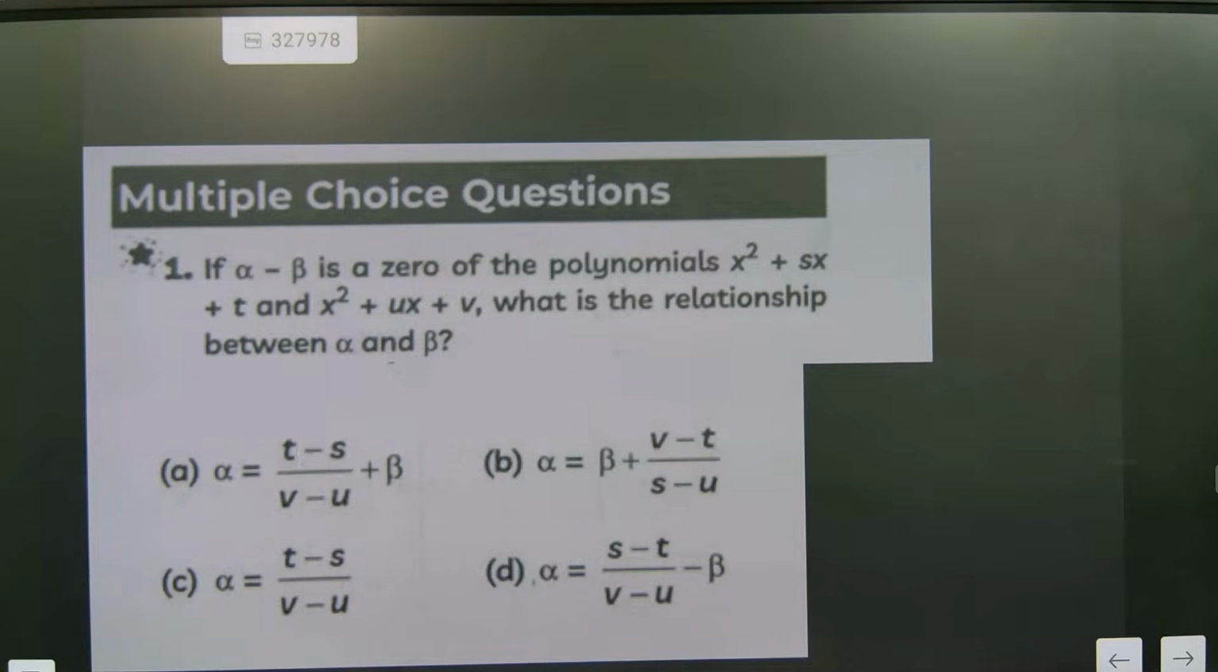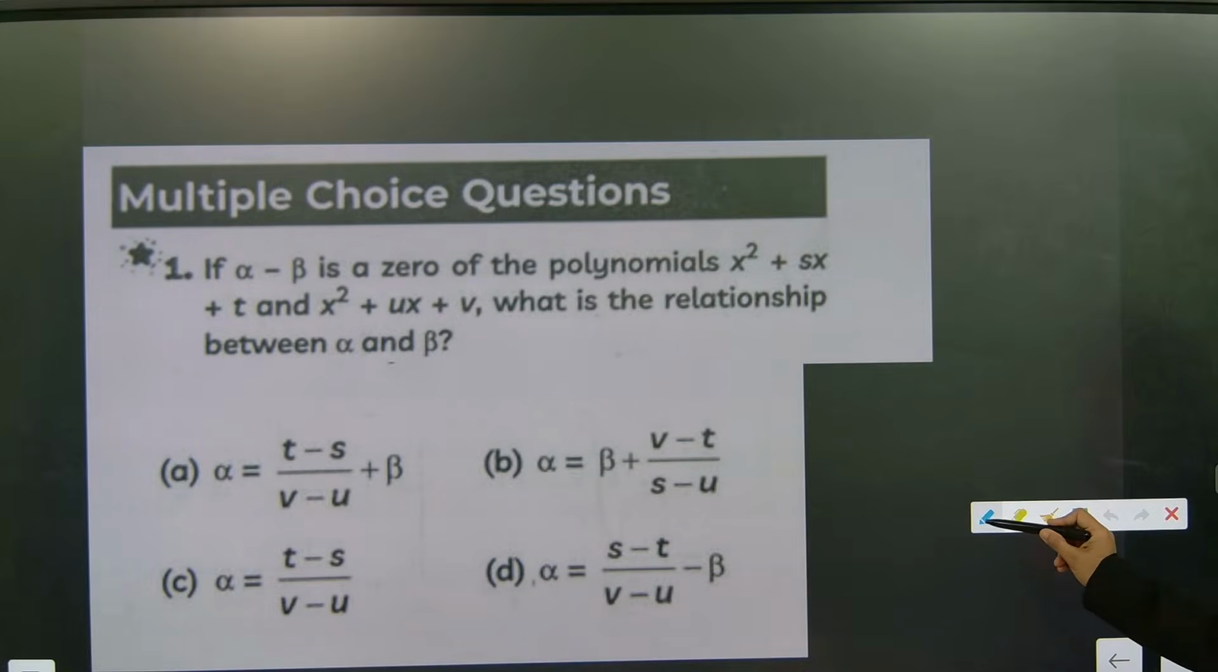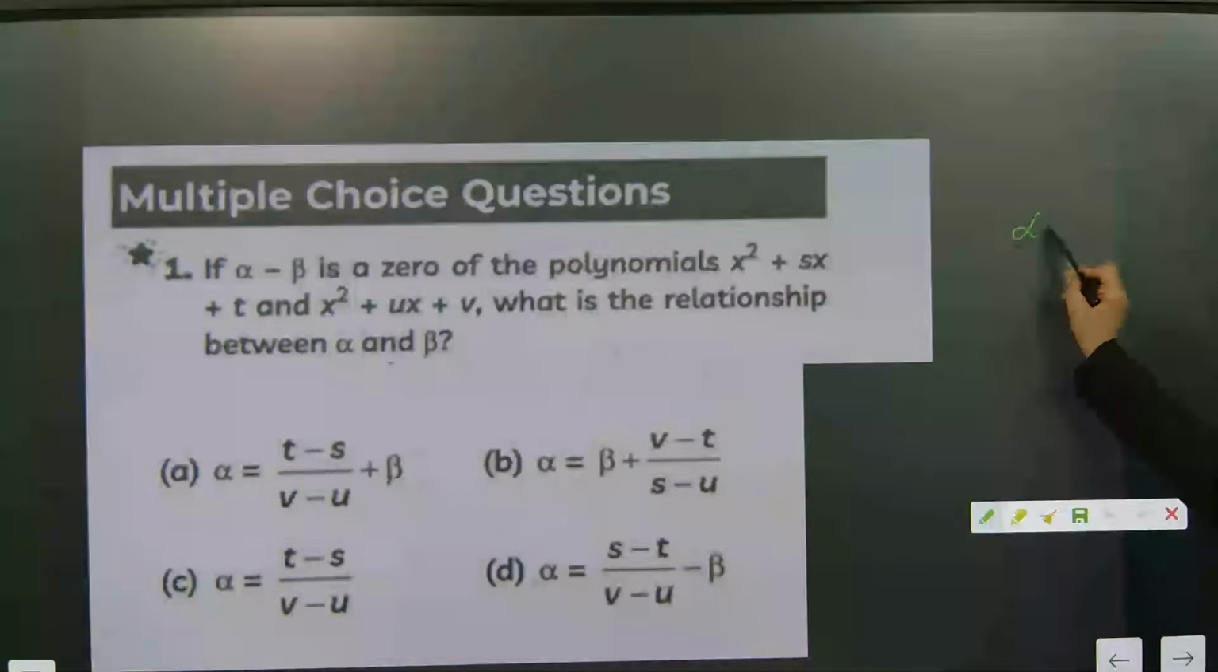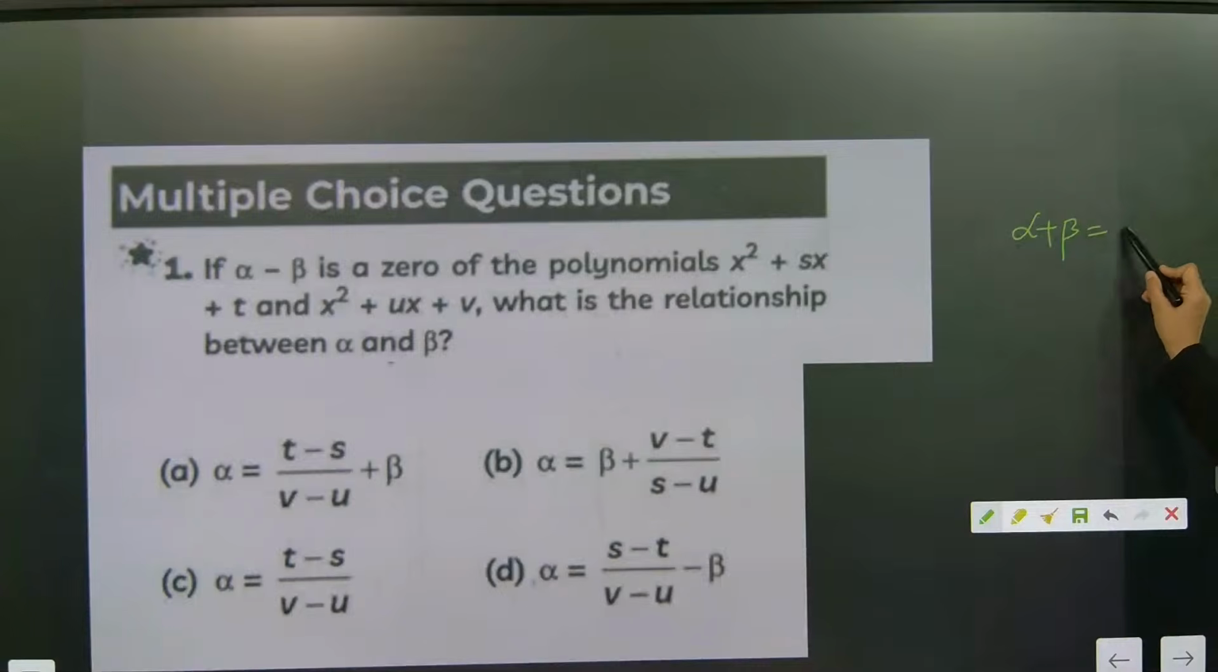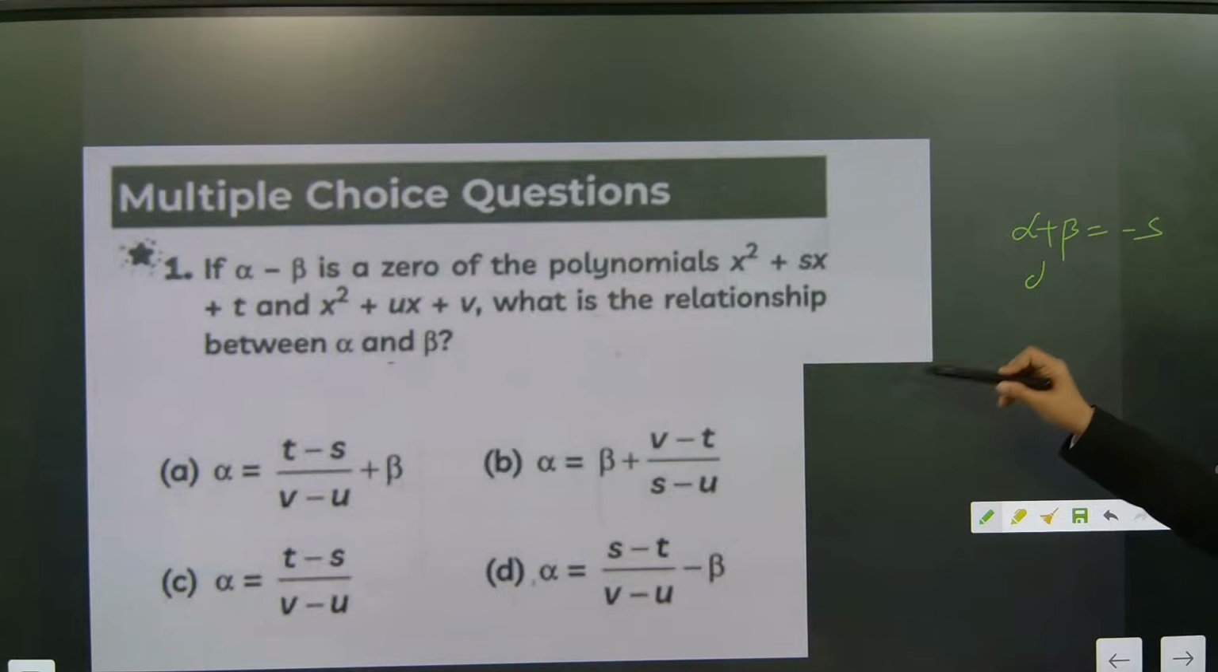So which one is the relationship? What relationship is exactly going to exist? Because x square plus sx plus t is there. If you substitute, you will be able to get the first value as alpha plus beta. If two zeros are there, it will come as minus s. And here, if two zeros are there, alpha plus beta is equal to minus u. So s and u are coming together. B is the correct answer.